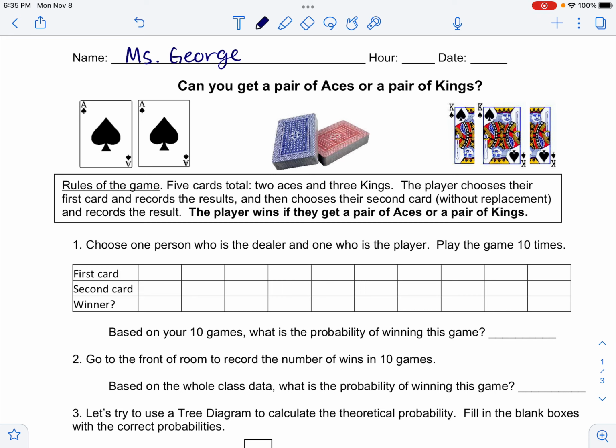So we are going to play this game 10 times each. So if you have a deck of cards and you have 3 kings and 2 aces you can pull out, that's great. If you have some scraps of paper or index cards or post-it notes, something that you can make your own fake 2 aces and 3 kings, and play the game recording your results.